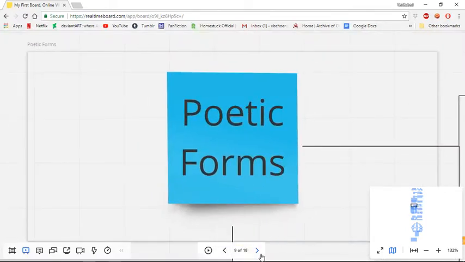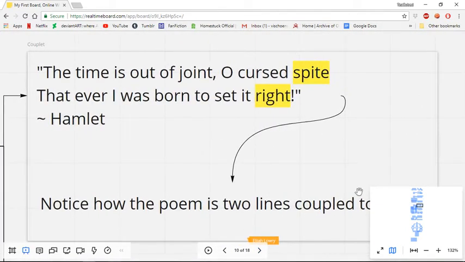Poetic forms. This is an example of a couplet seen in the play Hamlet by Shakespeare. "The time is out of joint, O cursed spite, that ever I was born to set it right." Notice how the poem is two lines coupled together.